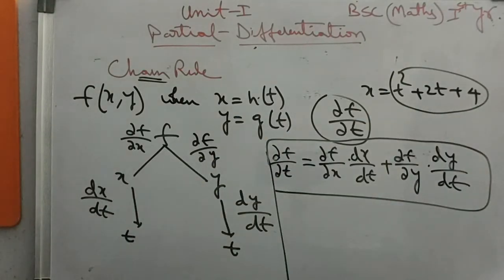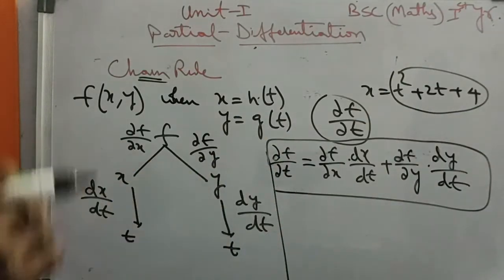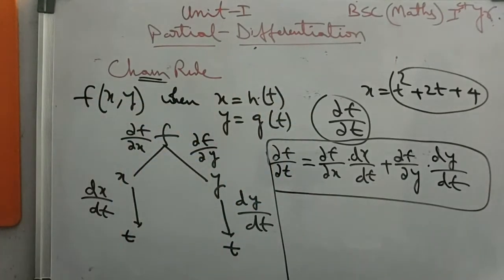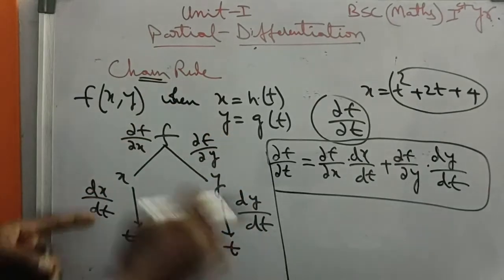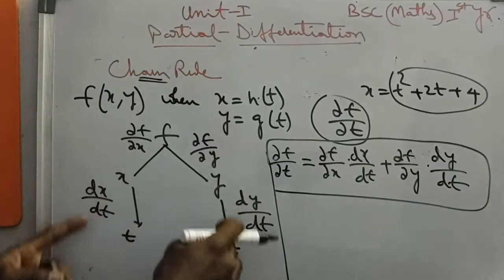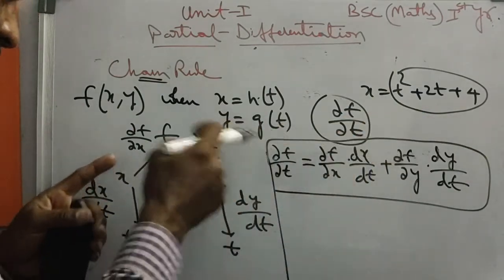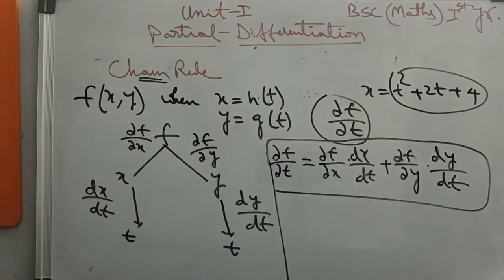Clear? If they give one equation with respect to x, we can directly solve. But with respect to two variables, how can we solve? We can't solve it directly. If you want to solve, remember this chain rule. By writing a table, like a tree like this, we can easily write dou f by dou t, whatever terms we require.